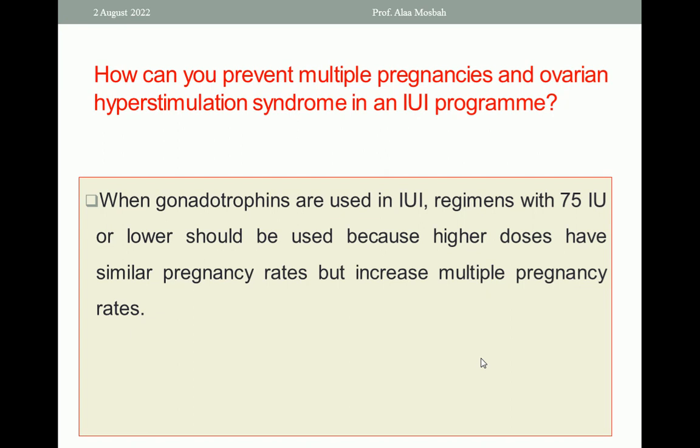When gonadotropin are used in IUI, regimen with 75 international unit or lower should be used. Why? Because higher dose have similar pregnancy rate but increase multiple pregnancy, and we know the complication of multiple pregnancy, and also may cause hyperstimulation. So we are using soft regimen. We are using 75 or lower international unit of gonadotropin. Okay?